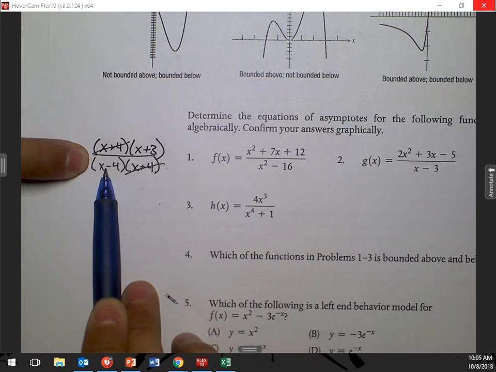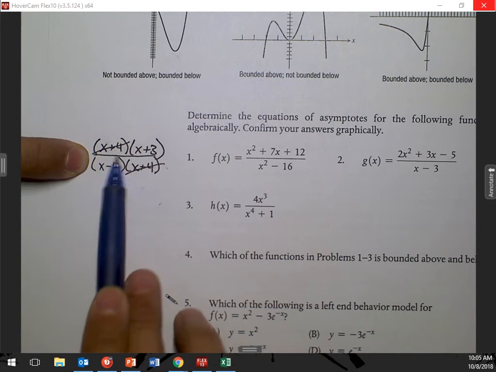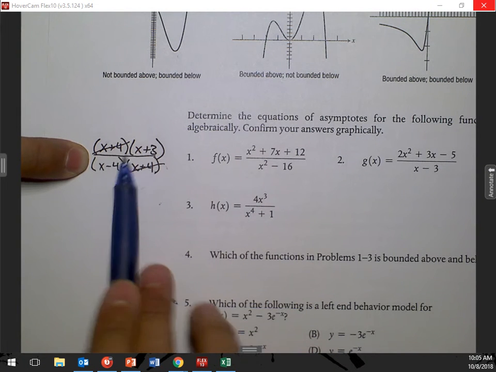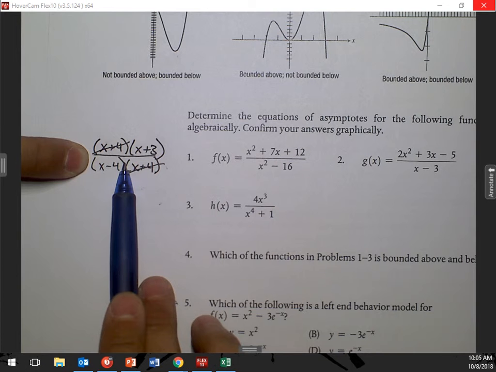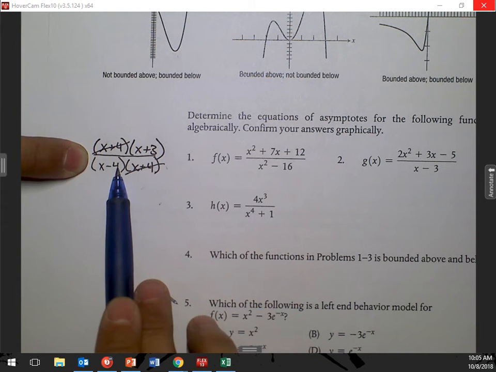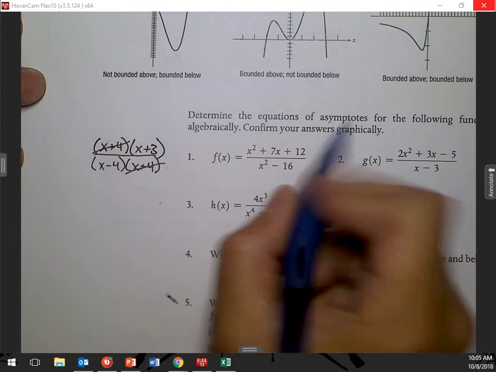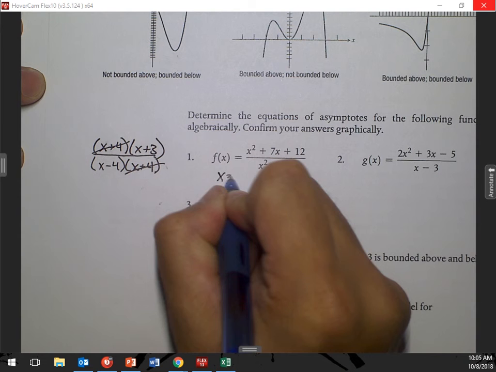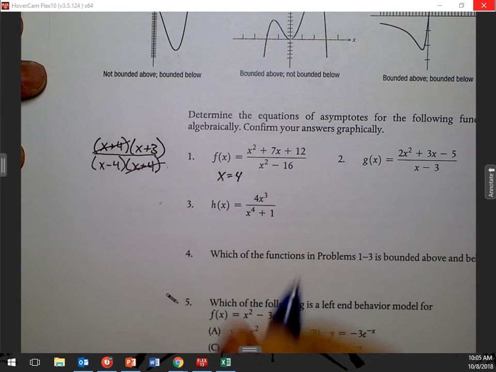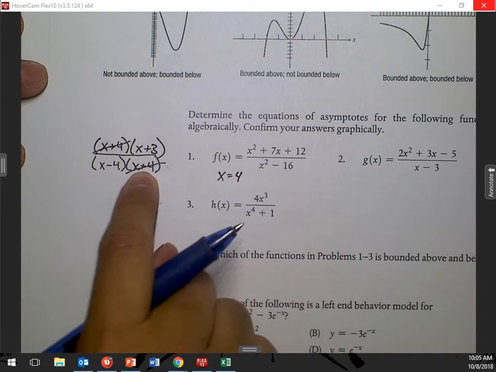Now right here, I have this side. This is where my denominator is going to be equal to 0, right? So because of that, it's going to give me an asymptote where x is equal to 4. So I should have an asymptote where x equals 4. I have a hole at negative 4.